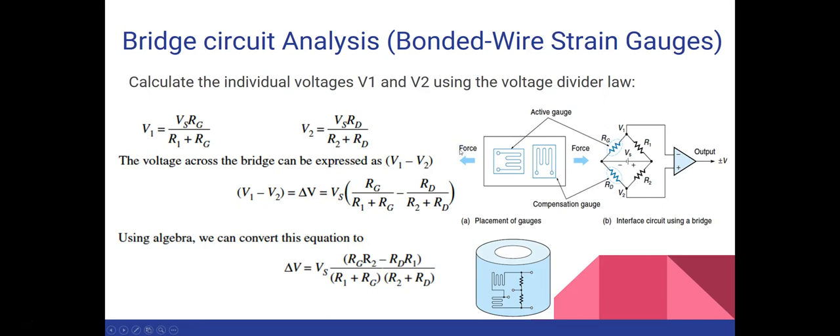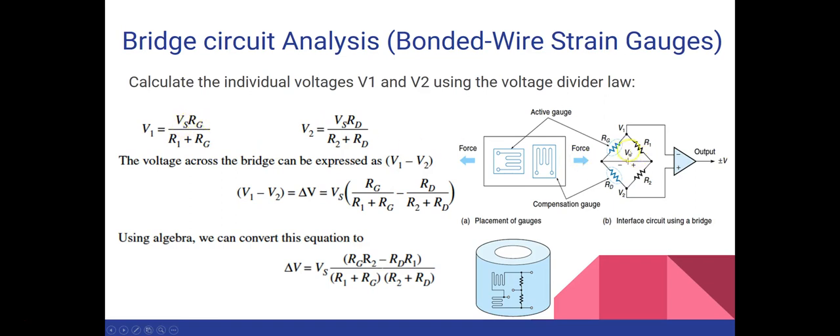Now let's see the bridge circuit analysis for bonded wire strain gauge. So here you see this circuit where this Rg is the active gauge and Rd is the compensation gauge, and R1 and R2 are the resistances, Vs is the supply, V1 and V2 are the junction voltages, and V is the total output voltage. So at these two junctions, if we use the voltage divider formula, then we will get these two results, where V1 is equal to Vs.